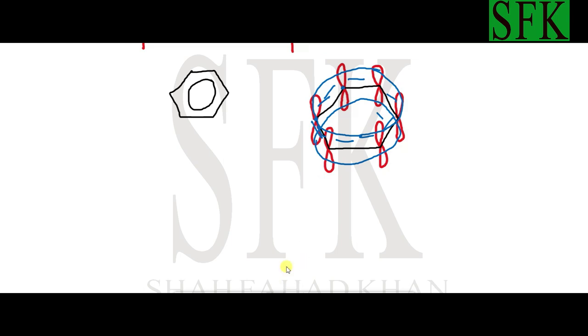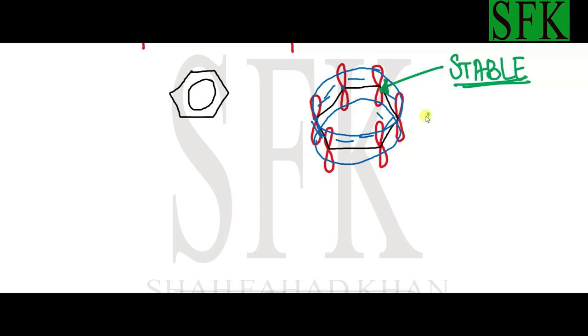This electron density is very important. It gives benzene its basic properties. This is the major reason why benzene is different from all the alkenes. This is the reason why benzene is very stable. So the reason for the high stability of benzene is its electron density above and below the benzene ring.